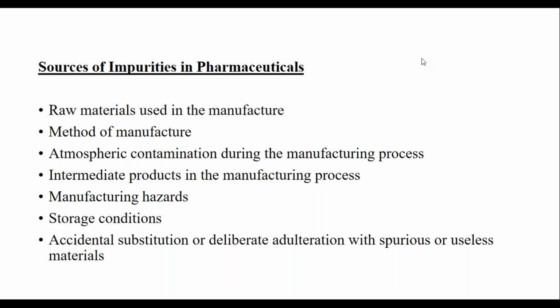Okay. So we did just see briefly what are the sources of impurities in pharmaceuticals. Okay, so as you can see, the sources of impurities could be from the raw materials which is used, the method of manufacture, atmospheric contamination, intermediate products in the manufacturing process, manufacturing hazards, storage conditions, and accidental substitution or adulteration. Okay, so we'll go into detail into each one of these sources of impurities.